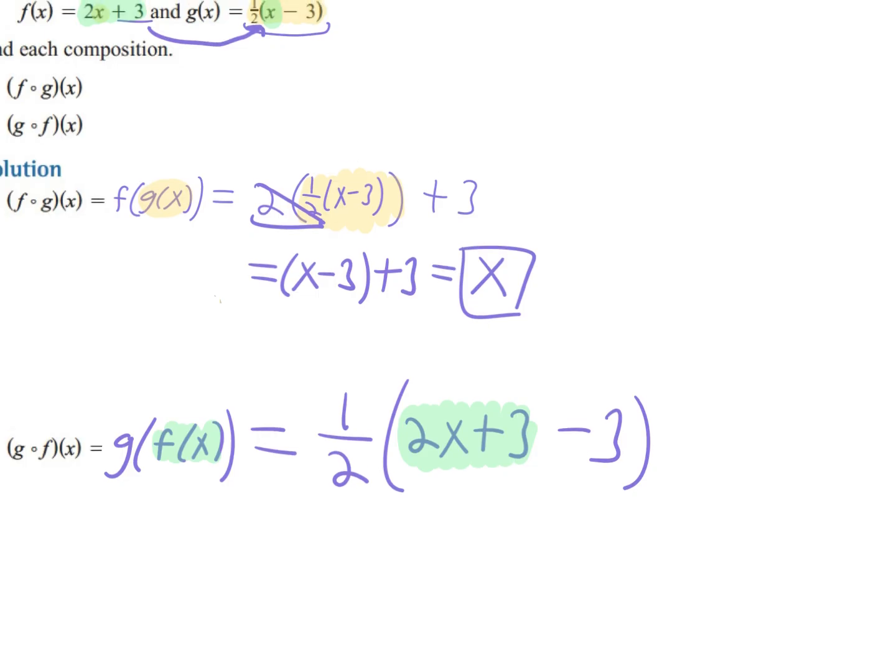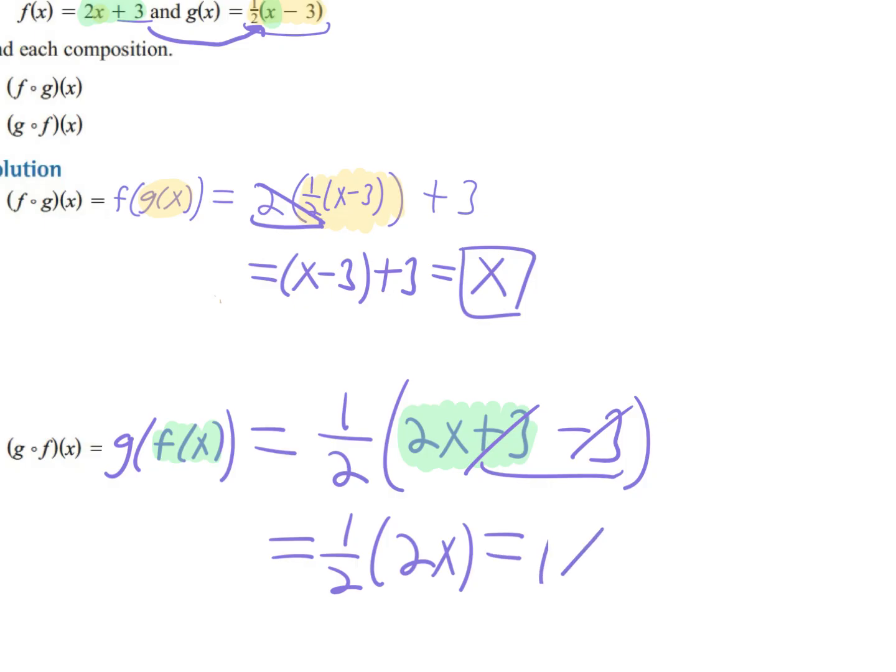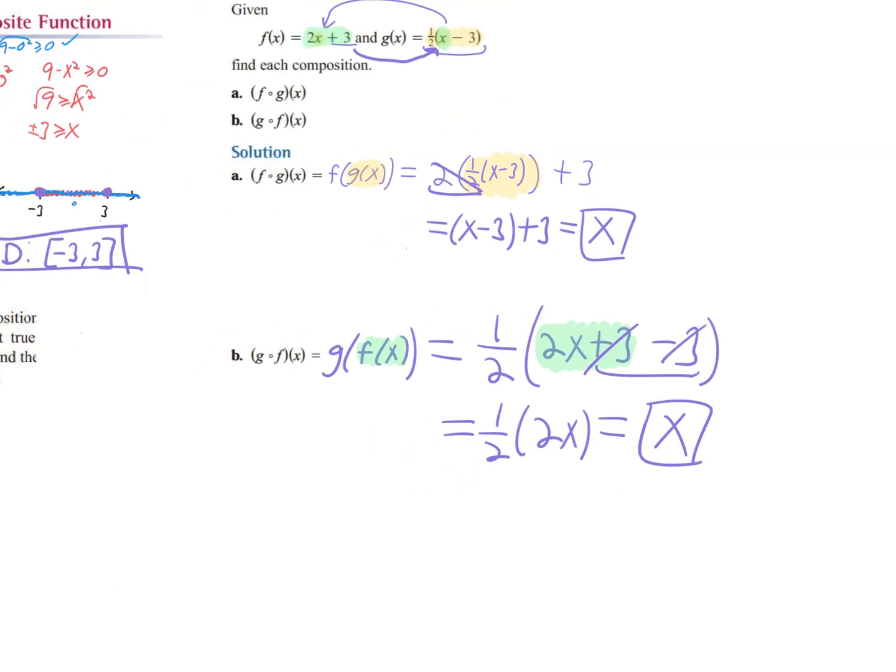And now you can simplify, right? 2x plus 3 minus 3, what happens inside? Good. So then this becomes 1/2 times 2x, which what does that get you? Just x, 1x, right? So just x. All right? So we found our compositions. All right, is that a little bit better? Okay, good.